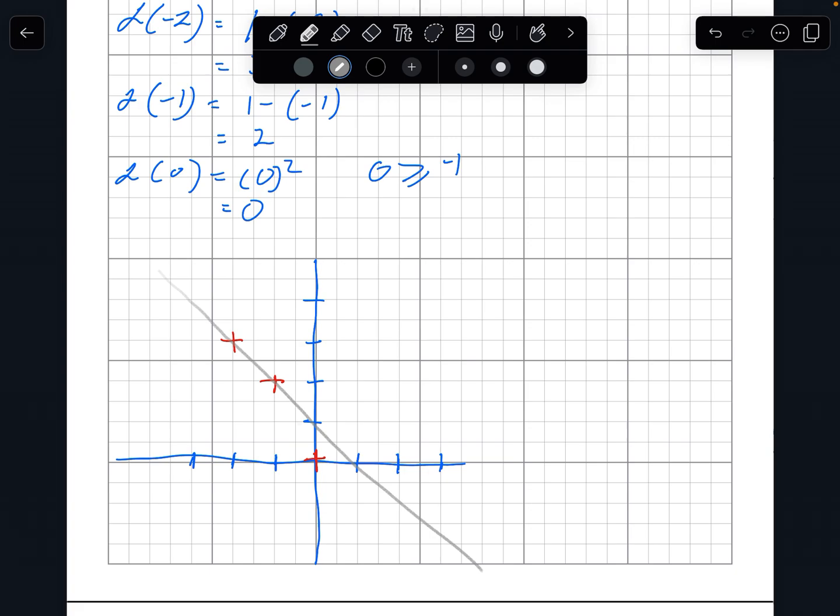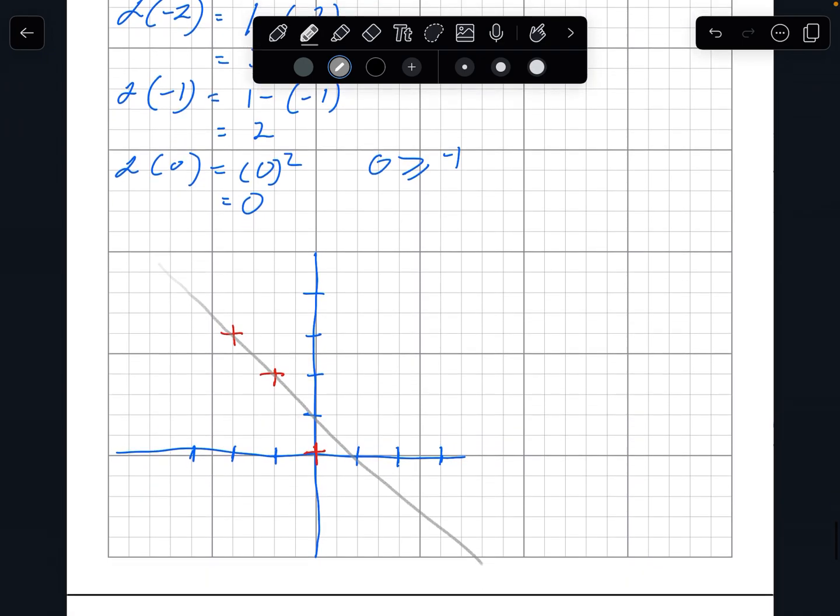And x squared. Let's have a few more points here. So -1 squared is 1, -2 squared is 4, 1 squared is 1, 2 squared is 4. This is a parabola that looks like that. Let's try to be a little neater. Like that.